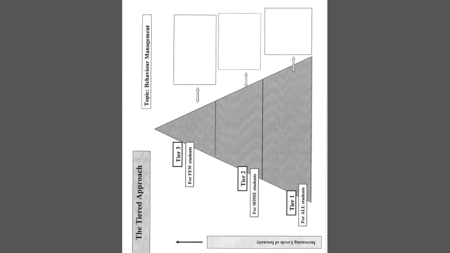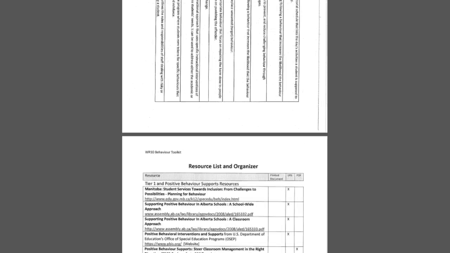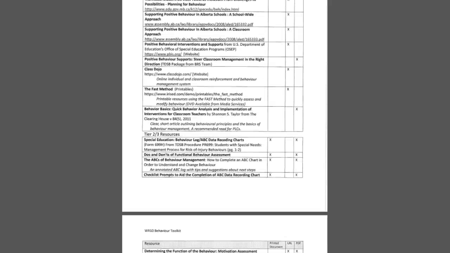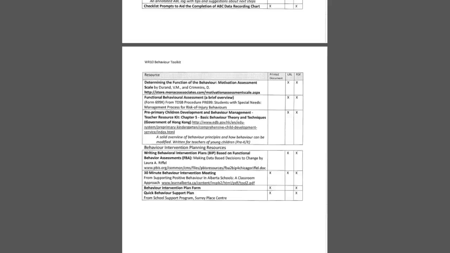A summary of the tiered approach that is gaining traction now. Eric introduced us to it at the beginning of the year. Here we have it applied to behavior management specifically, with Tier 1, Tier 2, and Tier 3 applying to progressively fewer students as you go up the pyramid. Definitions finish off this document, 2 pages worth. And a resource list is provided with additional resources for anybody who's inclined to do additional reading on the topic, 2 pages worth. That is it for the WR10 Behavior Toolkit PDF.